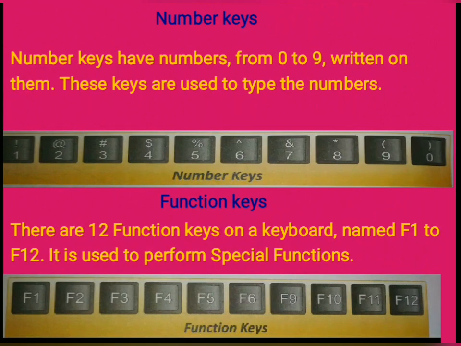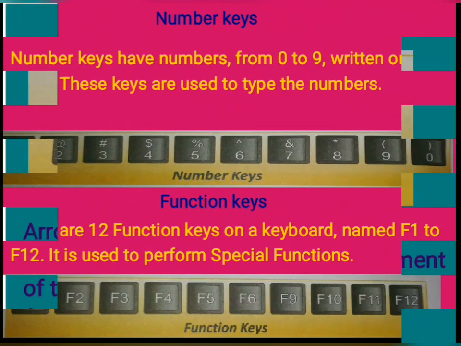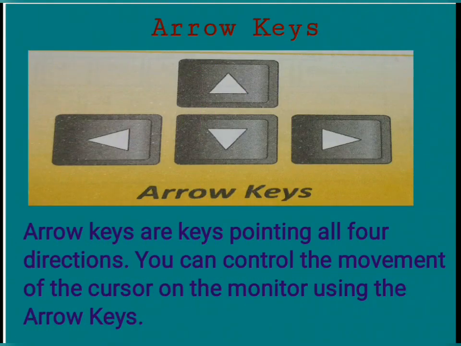Function keys. There are 12 function keys on a keyboard named F1 to F12. It is used to perform special functions. Arrow keys. Arrow keys are keys pointing in all 4 directions. There are 4 arrow keys: left, right, up and down. You can control the movement of the cursor on the monitor using the arrow keys.